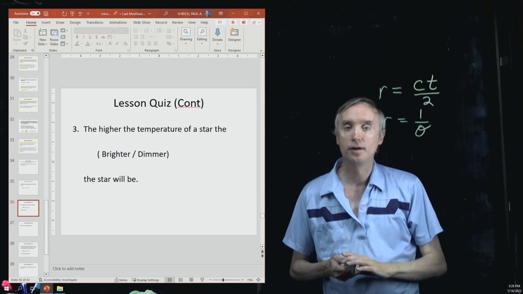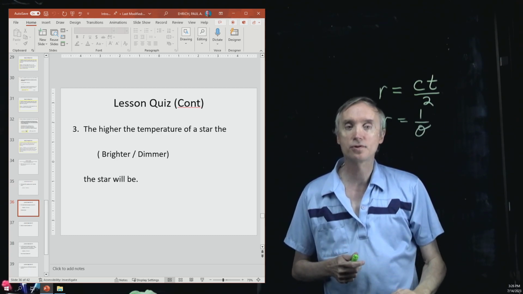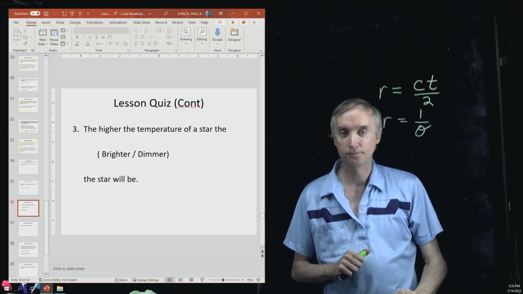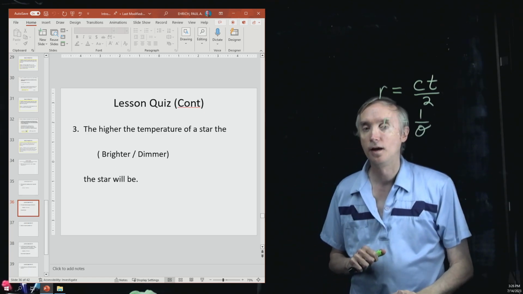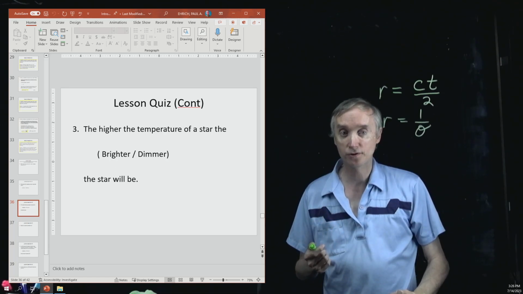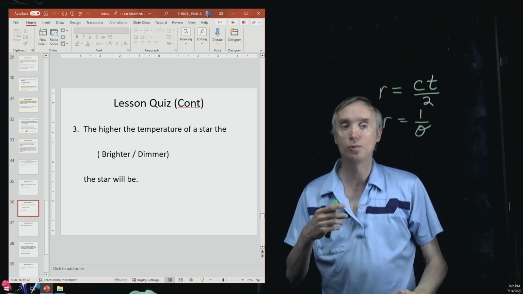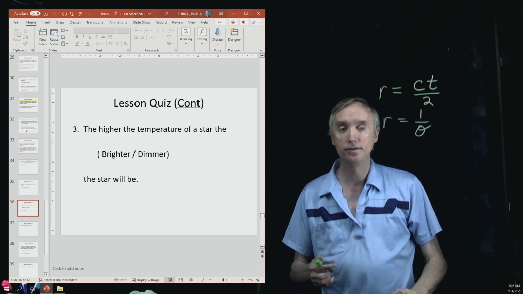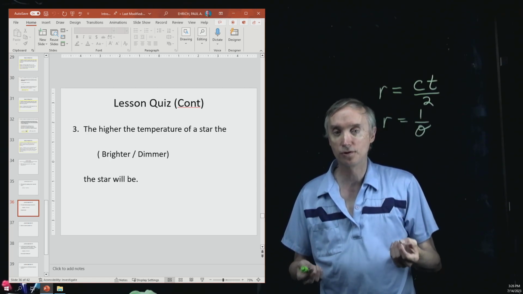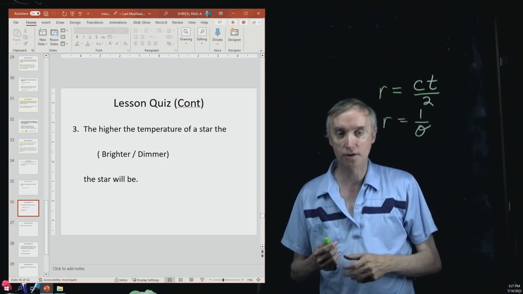Question number 3. The higher the temperature of a star, the brighter or dimmer the star will be. Okay, so this one has to do with the black body radiation laws. And so there was one of them that said that the brightness was proportional to T to the 4th power. So the hotter a star is, the brighter the star is going to be.